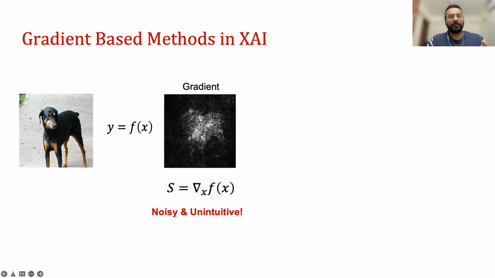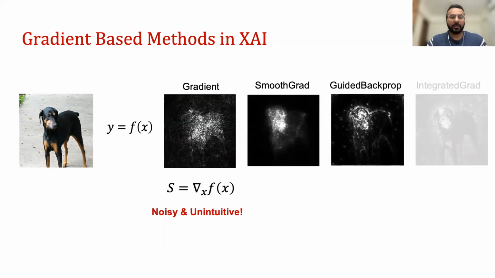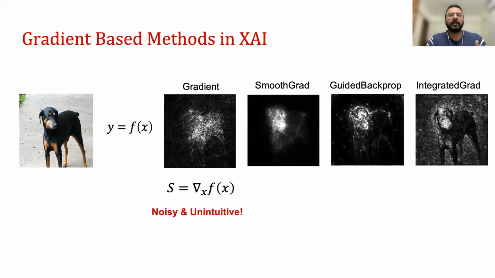In order to alleviate this problem, people have proposed a lot of different methods like SmoothGrad, guided backpropagation, integrated gradients. All these are variants of gradient-based methods in order to smoothen out these gradients and come up with better explanation maps, right? As you can see, SmoothGrad presents a very unnoisy version of gradient methods. And if you look at the heat maps generated by integrated gradients, then it basically tries to segment the dog in some sense, right?